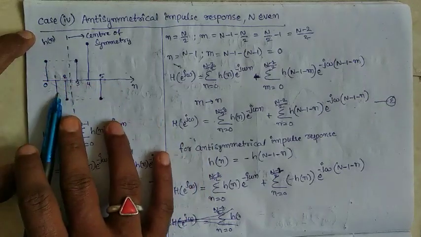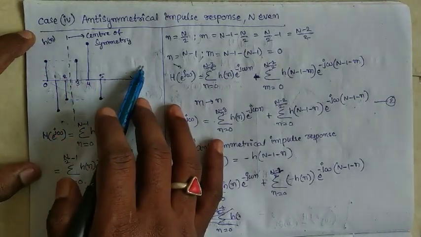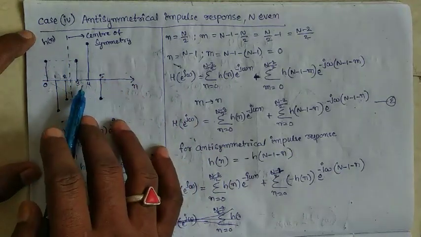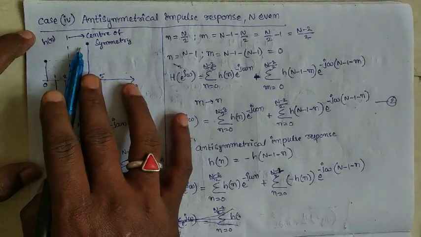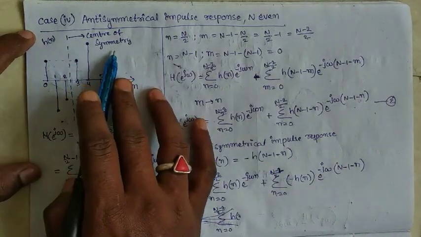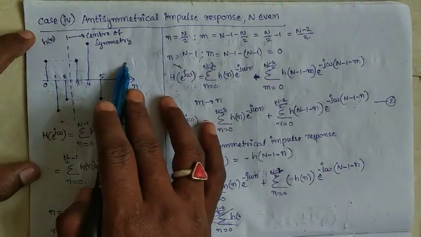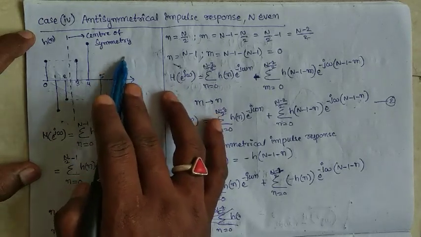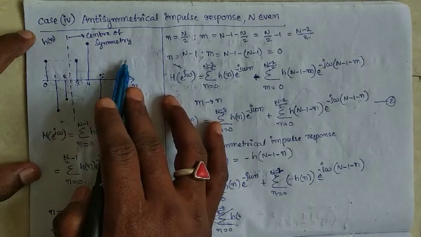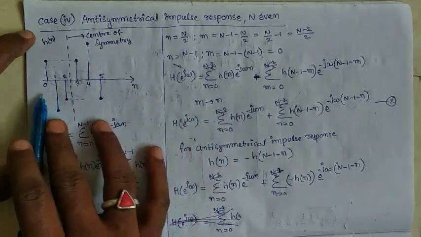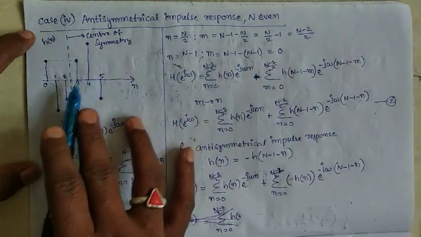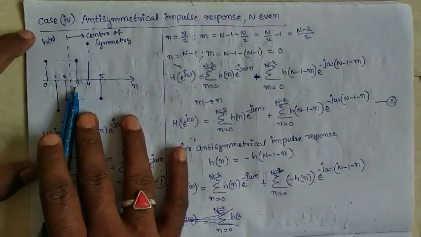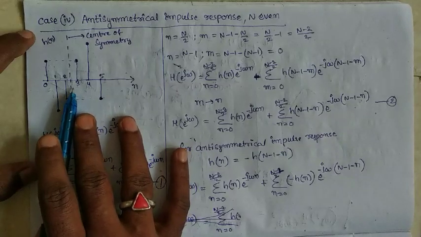This impulse response is anti-symmetrical about alpha, where alpha is equal to capital N minus 1 by 2. That means 6 minus 1 by 2, sorry, 5 by 2, which is 2 and a half. So this impulse response is anti-symmetrical about the 2 and a half sample. It means the FIR filter is delayed by 2 and a half samples.